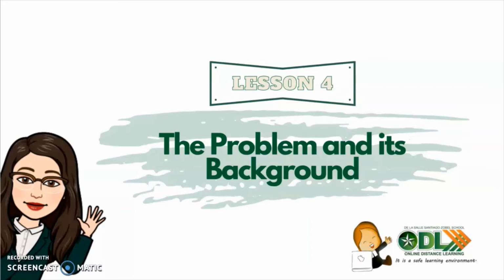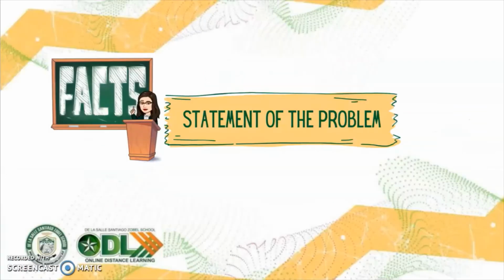For the third part of our lesson 4, the problem and its background, allow me to discuss the rest of the subheadings under Chapter 1, namely, statement of the problem, hypothesis, significance of the study, scope and limitation, and definition of terms. On to the statement of the problem.